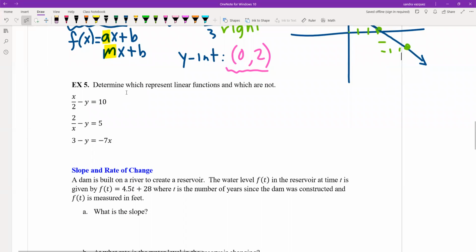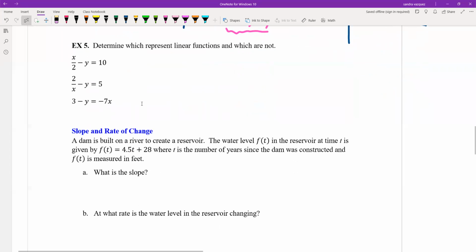Determine which represent linear functions and which do not. In order for you to have a linear function, the exponent on the variable has to be degree 1. In the first one, the degree is 1 and the degree is 1, so this is linear. The second one is degree 1, but this one is in the denominator. When you move it to the numerator, that's going to be 2x to the negative 1 minus y equal to 5. This here is no longer linear. So this one is not linear.